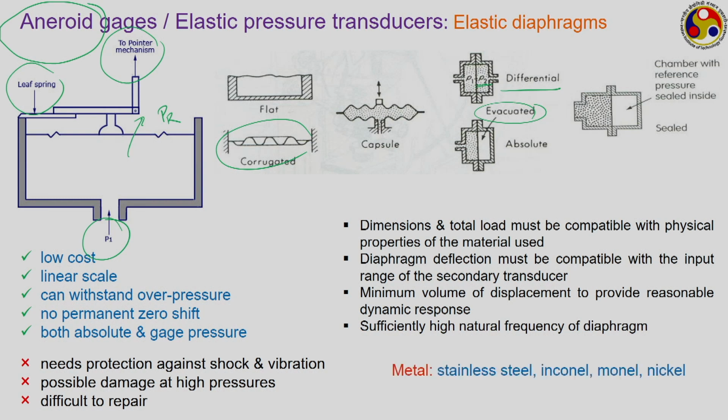These are the common materials that are used for forming diaphragms: metals like stainless steels or inconels, monels or nickels, and we can also have certain non-metal things, certain grades of nylons or teflons can also be used.